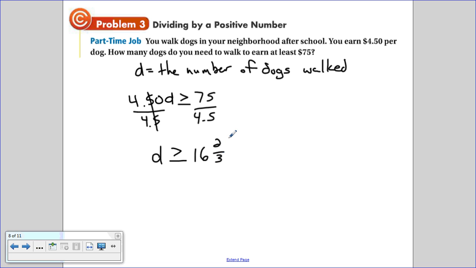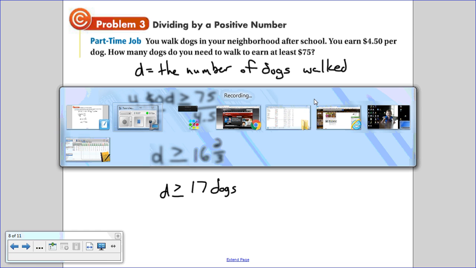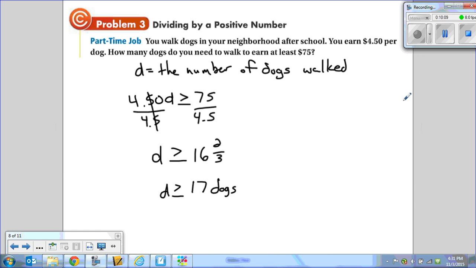So if you think about that, you can't walk 2/3 of a dog. So you would obviously need to walk at least 17 dogs in order to make your $75. This is what we will be doing on your assignment. Write down any notes that you have, any questions that you have.